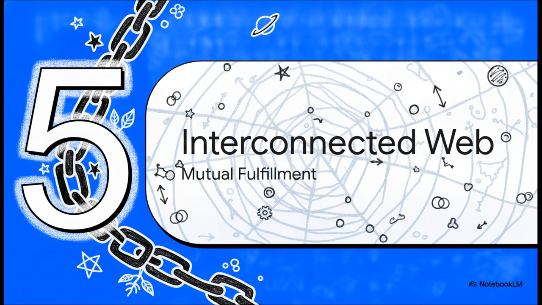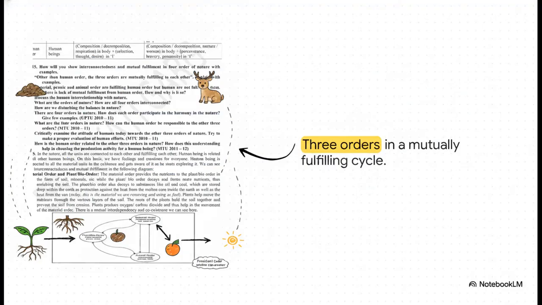Let's pick the pace back up. Section 5, the interconnected web, mutual fulfillment. And this interconnectedness of the first three orders is just brilliant. Think about the flow between them.